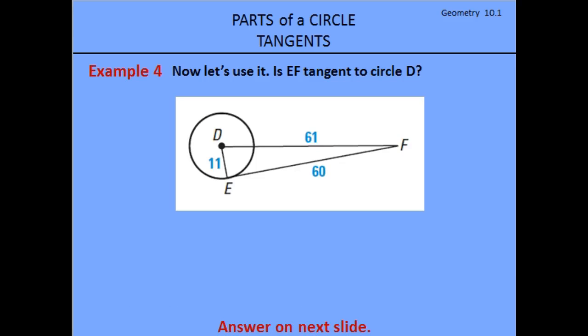Let's use it. Is EF tangent to D? Given what we just learned, what's the best way to figure this out? Think about a right triangle and the things we know for right triangles. Pause the video and try and figure that out.